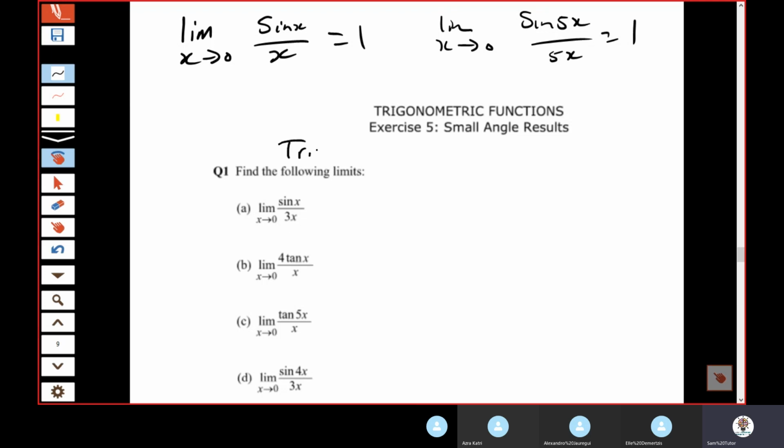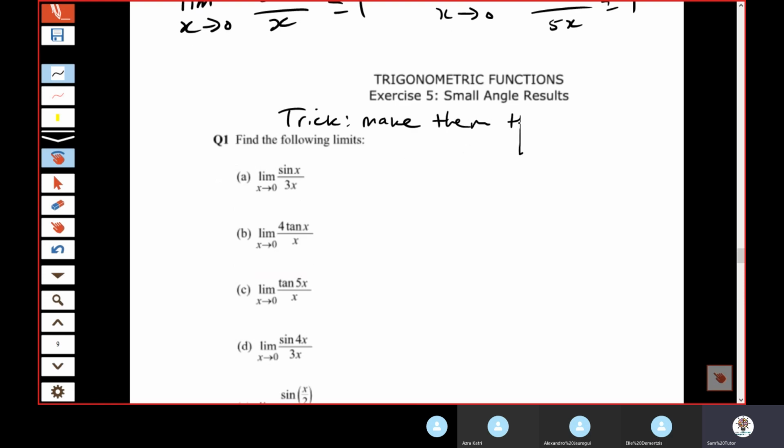So the trick is to make them the same. Make them the same. And then I'm going to say match the trig. Match the trig. So here, you're obviously going to make them the same. Now, are you actually going to make the x into 3x or the 3x into x? Match the trig. What would you do?